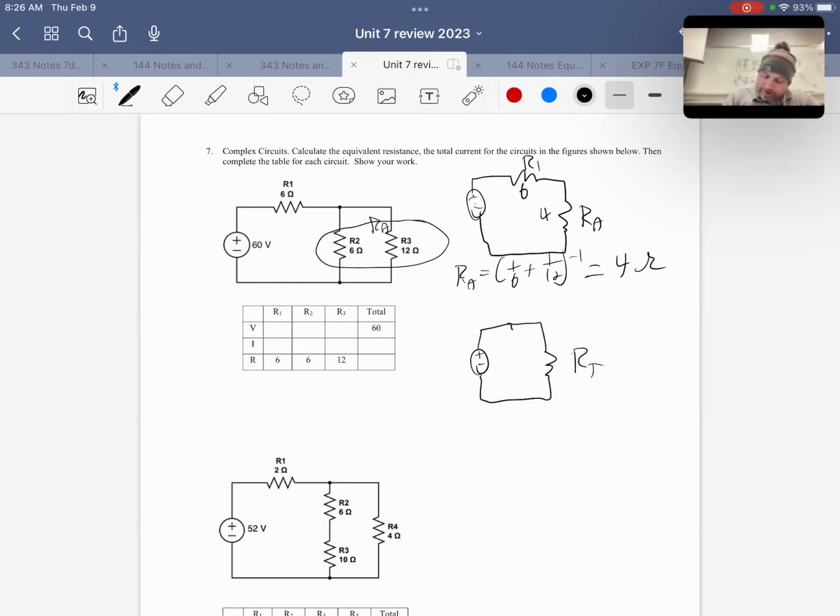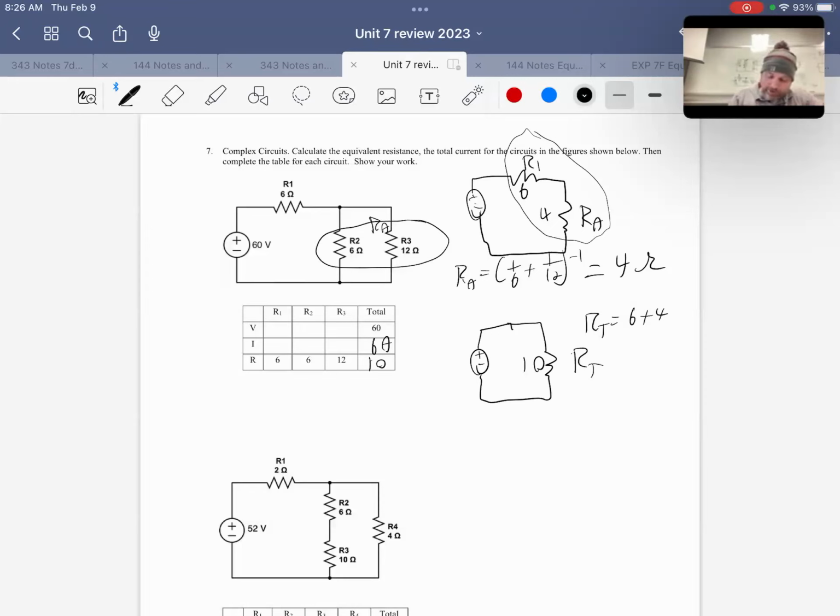All right. And then the next step, I'm going to combine R1 and RA into RT, and that's just going to be 6 plus 4 because those are in series with each other, for a total resistance of 10 ohms. And so I can write that in the table, 10 ohms. Now I jump over to the table and start calculating the things that I can. So I see that I have 60 and 10. That means that the current flowing through that would be 6 amps. That's all I can do in the table so far.